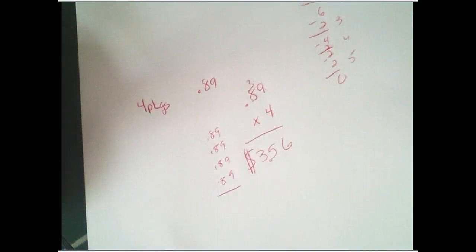$3.56 on gum. Notice when I'm multiplying, my number is getting larger. It makes sense that she wouldn't spend less than 89 cents when she multiplies it by 4. She would have to add that 89 cents 4 times.